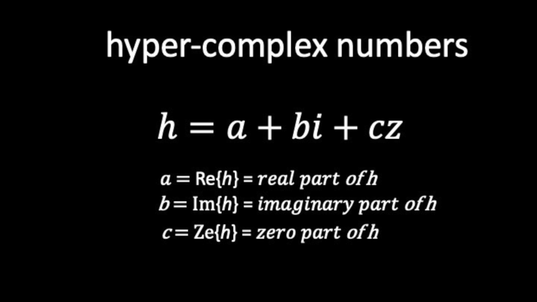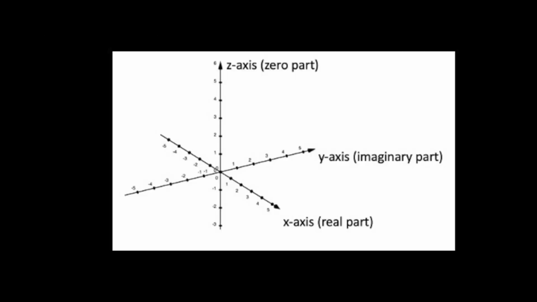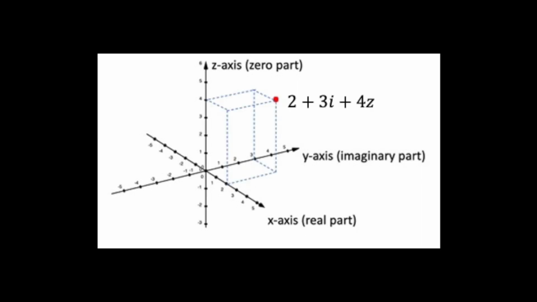a is called the real part of hypercomplex number h, b is the imaginary part, and c is called the zero part of h. We'll call the set of hypercomplex numbers H. Every hypercomplex number can be represented by a point within this three-dimensional space. For instance, the hypercomplex number 2 plus 3i plus 4z is represented as follows in the three-dimensional space of hypercomplex numbers.